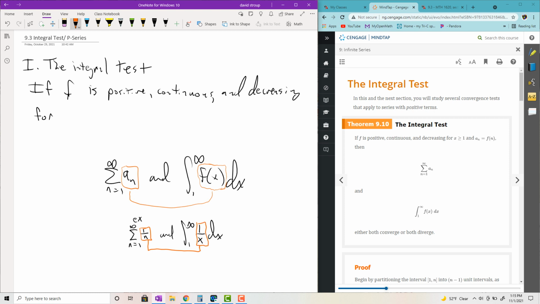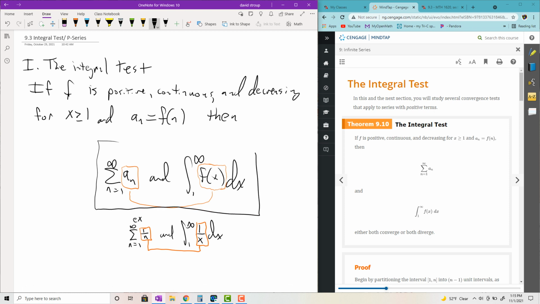So if f is positive, continuous, and decreasing for x greater than or equal to 1, as the book says, and a sub n equals f of n, then we have this correspondence between the series and the integral: either both converge or both diverge. They end up having the same type of behavior.